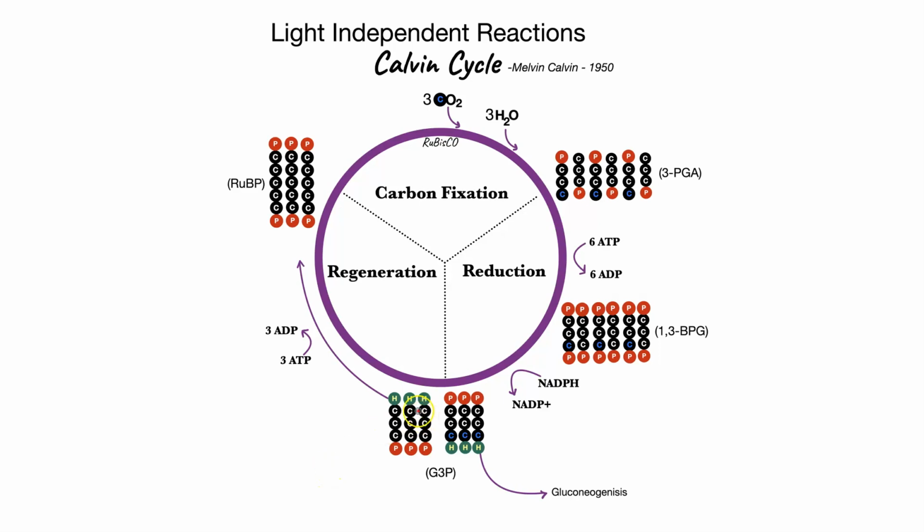Now, as I mentioned, if we think of 3 turns, we have enough for 1 G3P, but understand 1 turn will eject 1 to make glucose. Remember, glucose is C6H12O6, so we're going to need 6 complete turns to make glucose. But let's just talk about G3P. So 3 turns. Every turn it ejects 1, but we're thinking about 3 turns to show the regeneration.